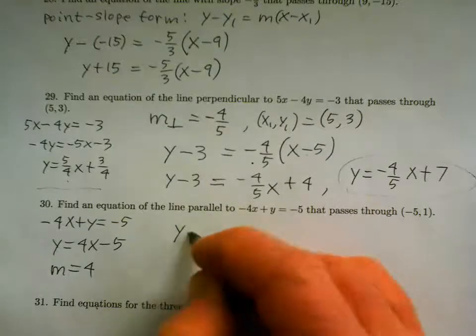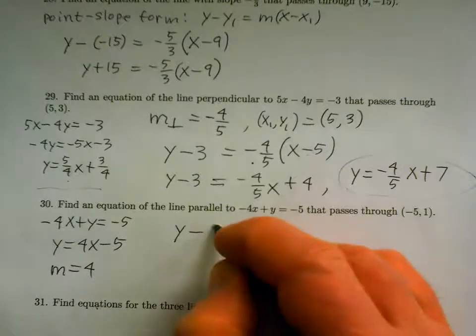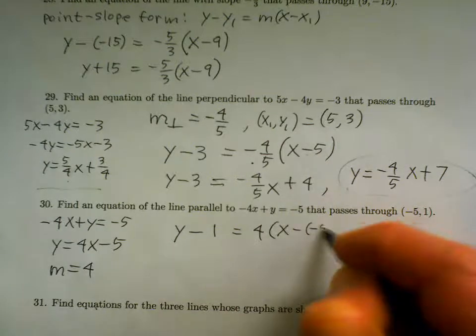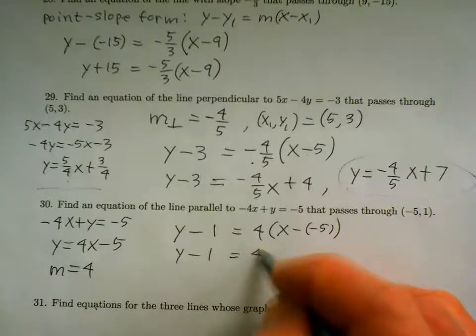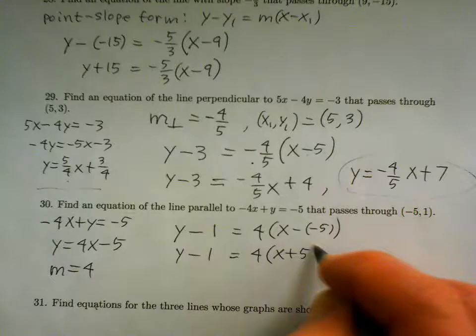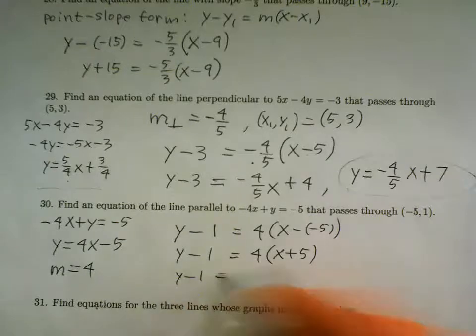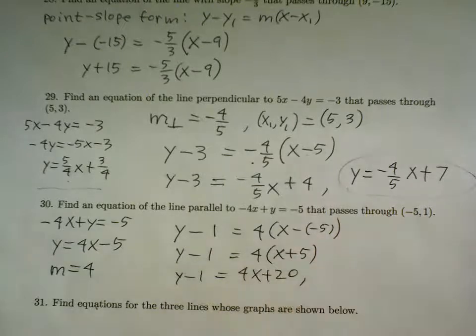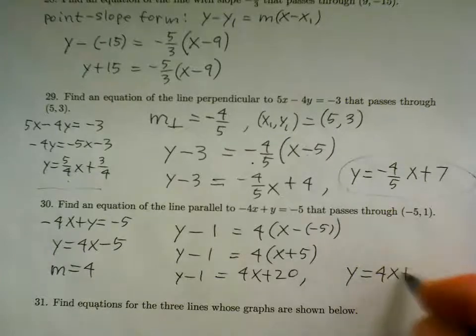So we can start by writing the point slope form, y minus 1 equals 4 times the quantity x minus -5. And this is y minus 1 equals 4 times the quantity x plus 5. To get it into slope-intercept form, we write y minus 1 equals 4x plus 20, and then lastly add 1 to both sides, y equals 4x plus 21.